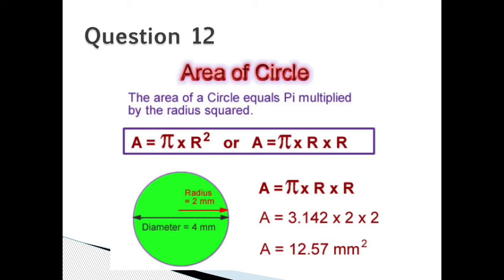When you look at a circle, you can see that if I had a diameter of 4 millimeters, my radius, which is from the center of the circle to the circumference, is 2 millimeters, half of the diameter. So if we were to use this as an example, A is equal to pi times r times r. A is equal to 3.142, this is pi, times 2 times 2. So therefore, A will be equal to 12.57 millimeters squared.